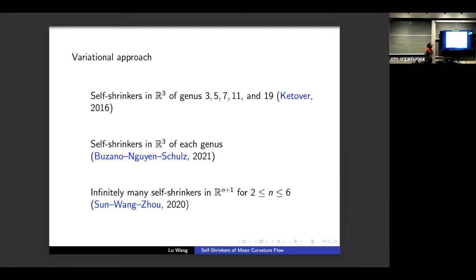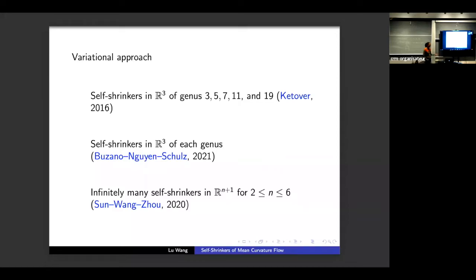In higher dimensions, by studying a free boundary version of the min-max construction combined with some approximation scheme, Ao Sun, Zhichao Wang, and Xin Zhou showed there exist infinitely many self-shrinkers in Euclidean space of dimension n plus one, where again n is between 2 and 6. That's basically the existence using this variational approach.